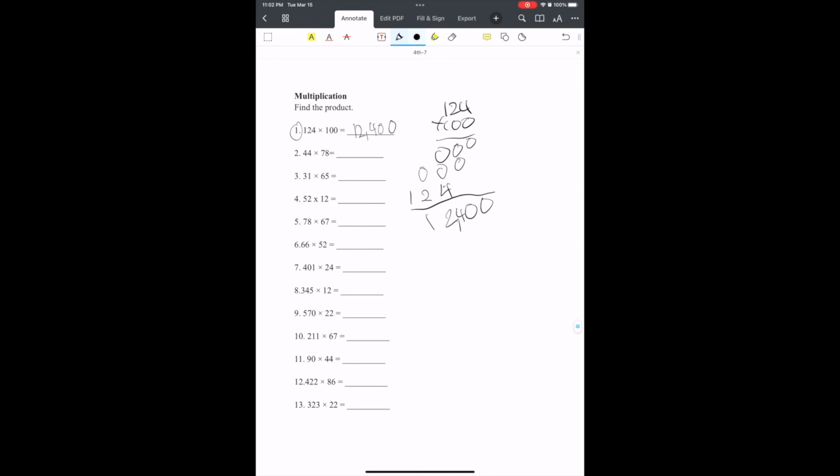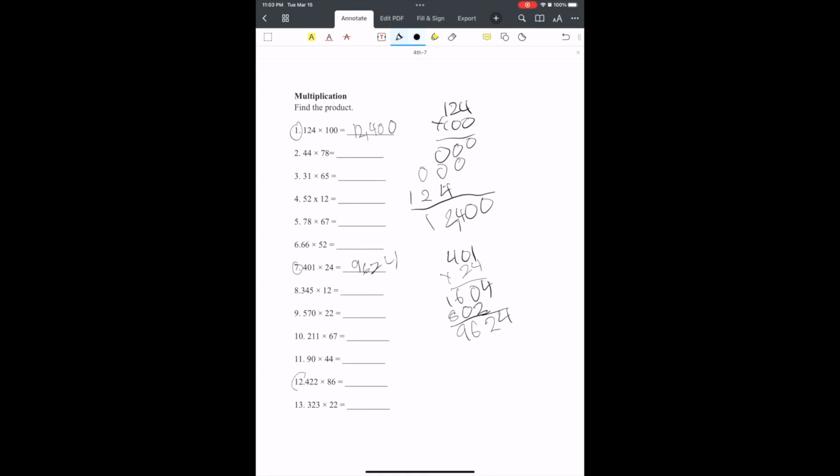Let's do number 7. 401 times 24. 4 times 1 is 4. 4 times 0 is 0. 4 times 4 is 16. 2 times 1 is 2. 2 times 0 is 0. 2 times 4 is 8. And now you add it all up. 4. 0 plus 2 is 2. 6 plus 0 is 6. 8 plus 1 is 9. Your answer is 9,624.